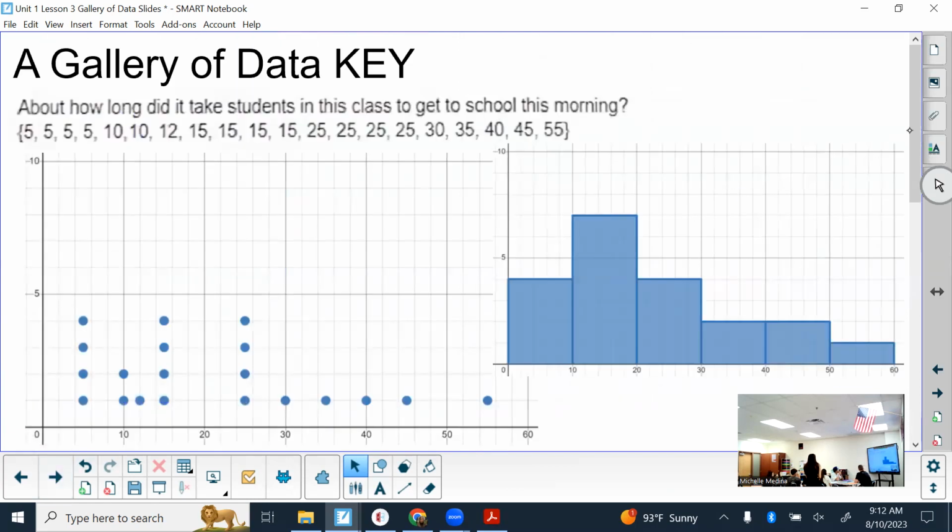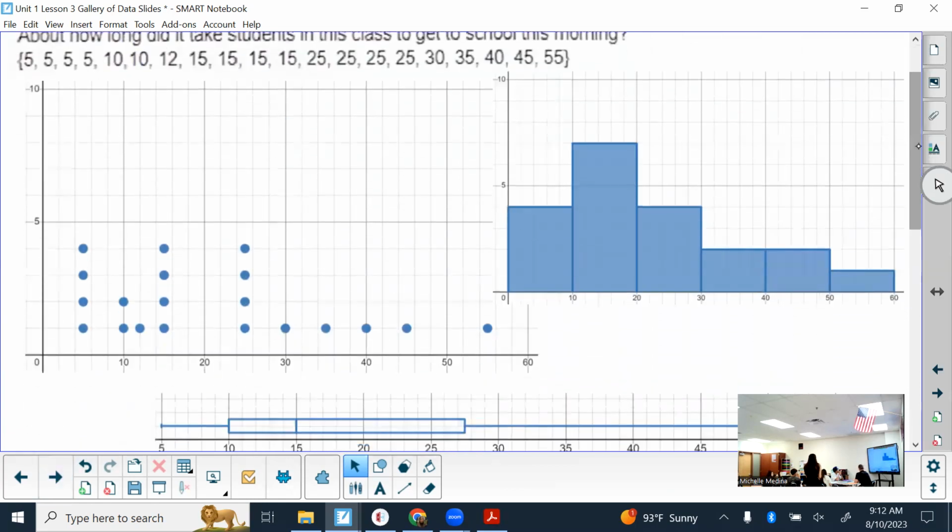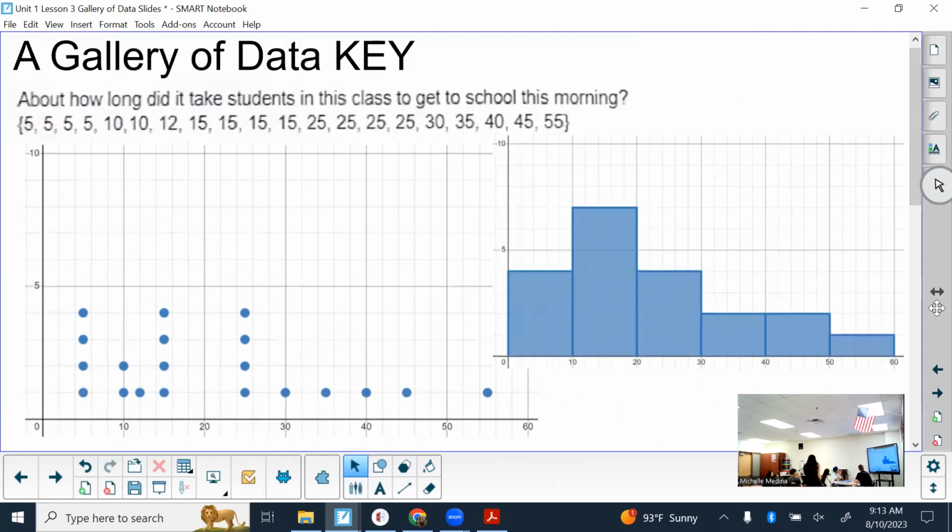Okay. I know one group earlier had asked me, well, what do I do? Most of this data is counting by 5s, and then there's a random 12. That's okay. You can still count by 5s. I think on this one I counted by 2s, which could also work.